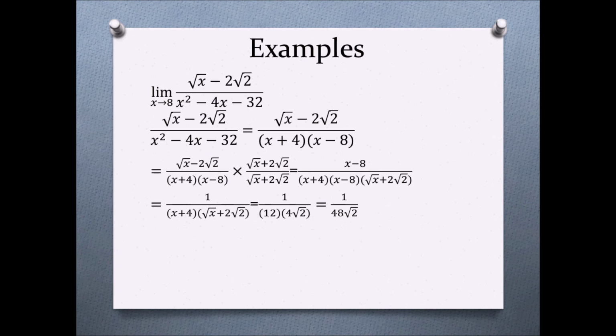Substitute in 8 for x, and 8 plus 4, obviously that's 12. Square root of 8, that's 2 root 2. 2 root 2 plus 2 root 2 is equal to 4 root 2. Now, multiply this together, you should get 48 root 2. 1 over 48 root 2 is the correct answer. And if you like to, you can express that as a decimal. That would be approximately 0.01473.